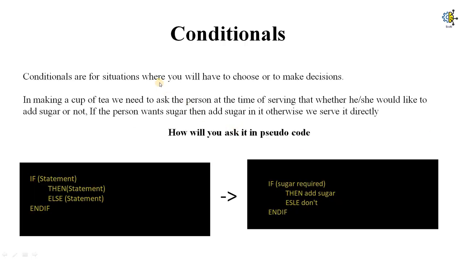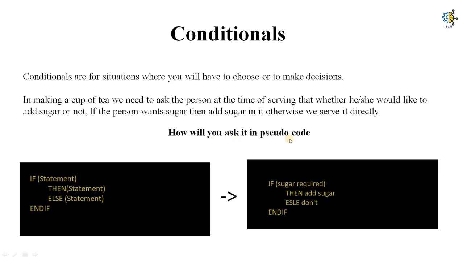Next, we have conditionals. Conditionals are for situations where we have to choose or make decisions. Like in making a cup of tea, we need to ask the person at the time of serving whether he or she would like to add sugar or not. If the person wants sugar, then add sugar in it, otherwise we'll serve it directly.